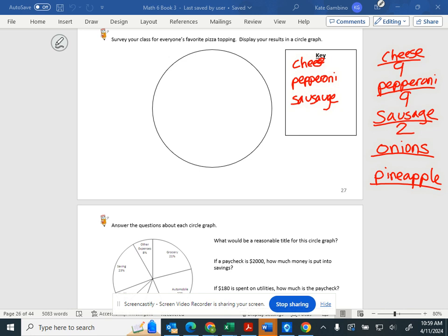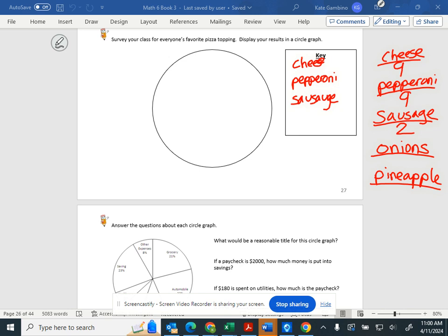So, what do I need to put in the key? Do I put the number when we're doing circle graphs? We put percent. And we have to put what it looks like. So, we're going to do that in the graph. So, what was our whole? What is 100% of us? How many of us were voting?